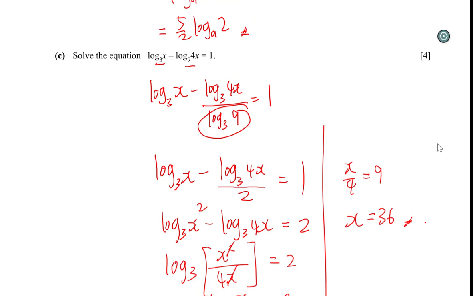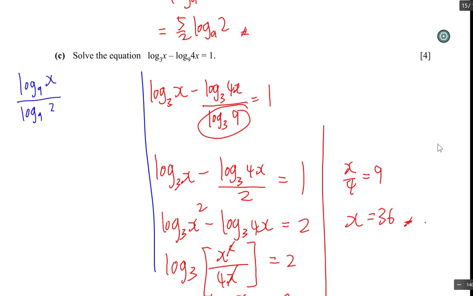Okay, just let me explain further a little bit. What if I want to change this one into base 9? I can do that also. Log 9 x over log 9 3 minus log 9 4x equals 1. Because a lot of you cannot straight away see log 9 3 as 0.5. This is half. So this is the reason why log 3 9 seems easier to understand, right?